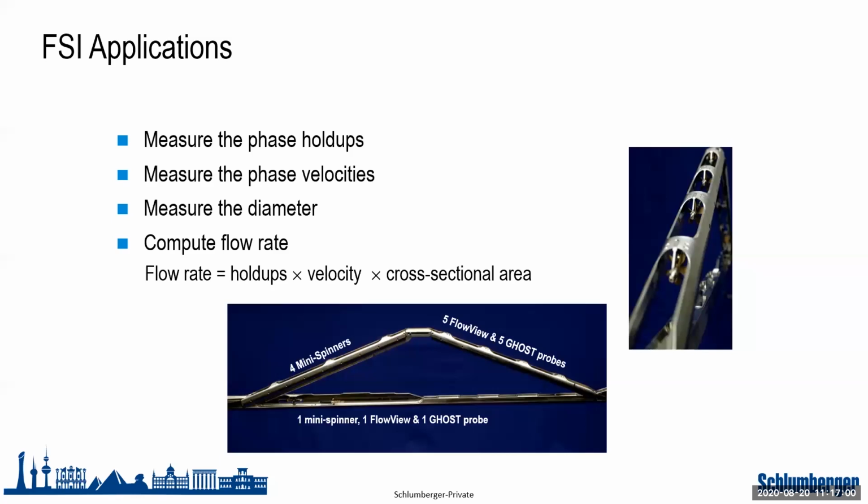So in this case, we have another tool. This tool is what we call the flow scan imager, okay? And this tool is going to contain mini spinners. These mini spinners are going to be located at different levels in the wellbore. And it's going to contain also other sensors at different levels of the wellbore.